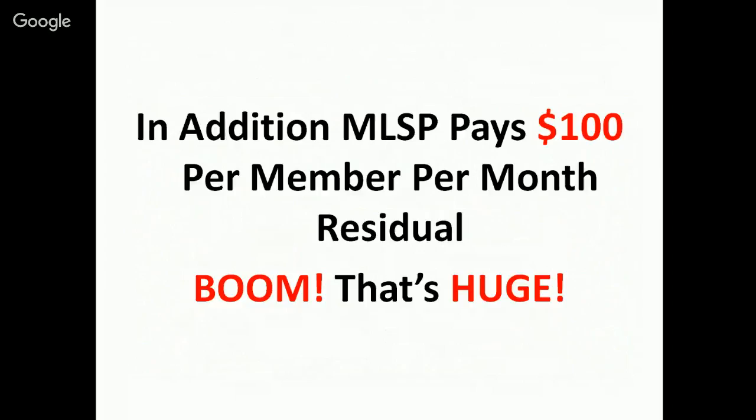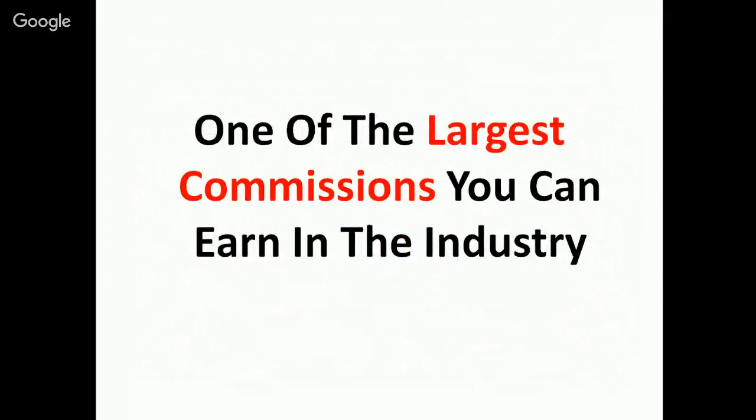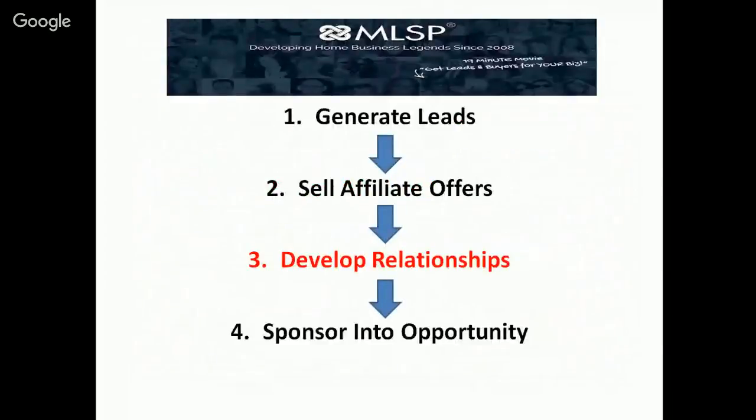I'm not talking about the fast starts. I'm not talking about upfront stuff. I'm talking about the back end. But when you sell an annual membership to MLSP, you can actually earn up to $1,000. So we have 100% commission products. You can earn anywhere from $7, which is the low end, up to $1,000 commission, and one of the largest commissions in the industry.